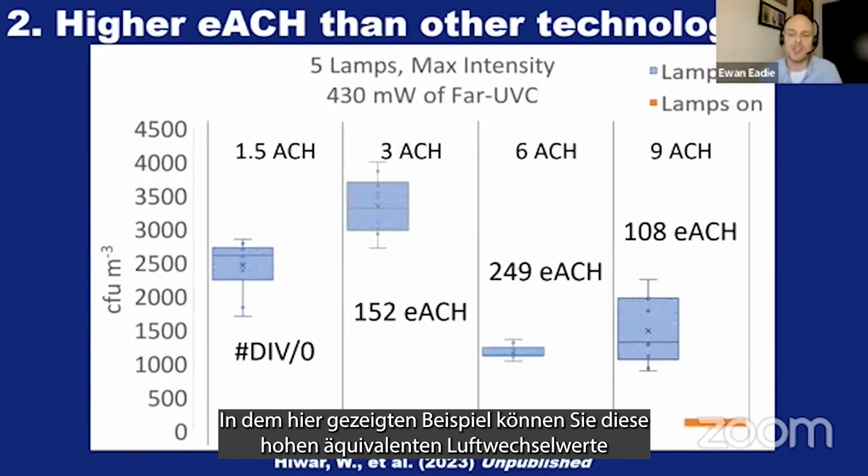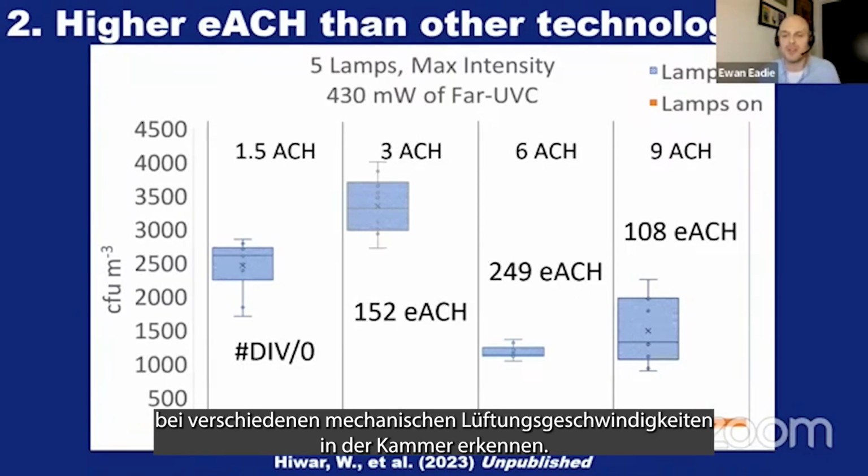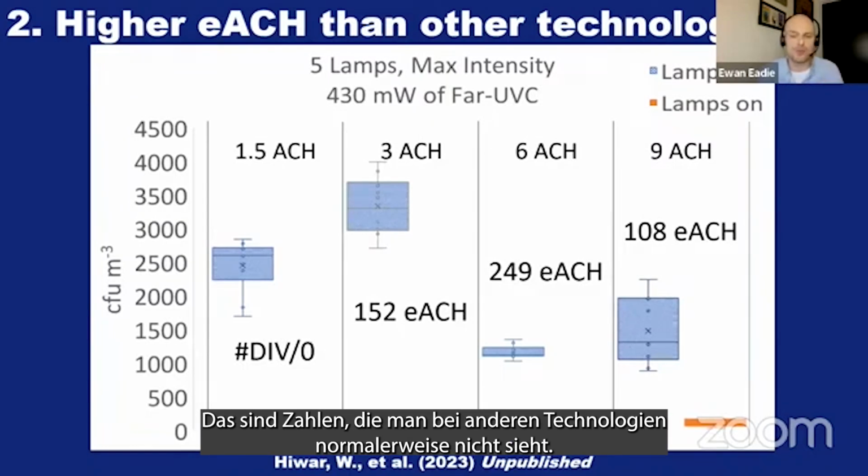Second piece of evidence is that Far-UVC gives much higher equivalent air changes than most other technologies. In this example that you can see here, you can see these high equivalent air change values at different mechanical ventilation rates within the chamber. And these are the types of numbers that you really don't see with other technologies.